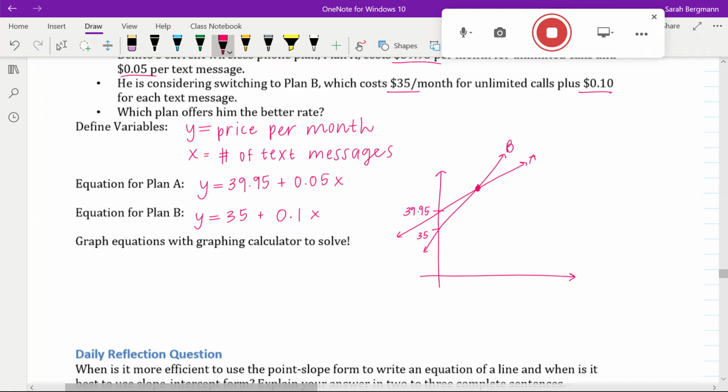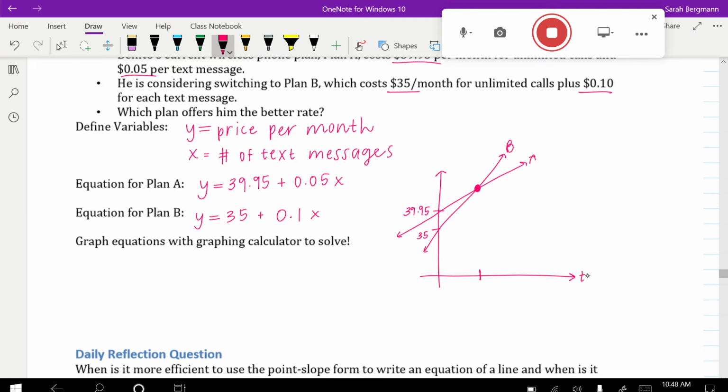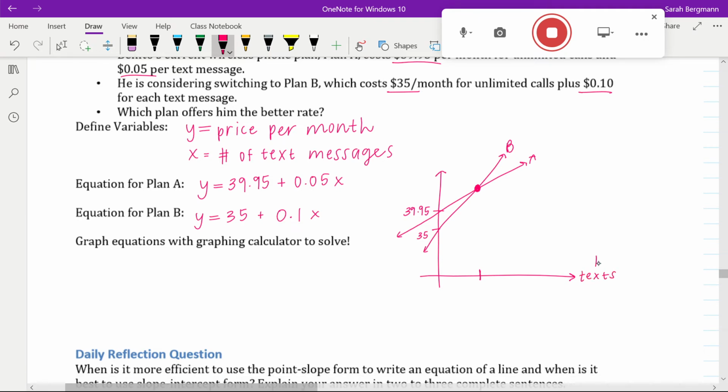So is plan A or plan B better? Which one costs less money? Well, it depends on how many text messages he sends. When he sends a certain number of text messages, the cost of the two plans will be equal.